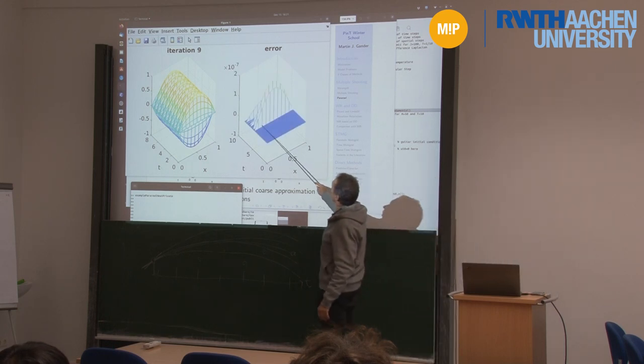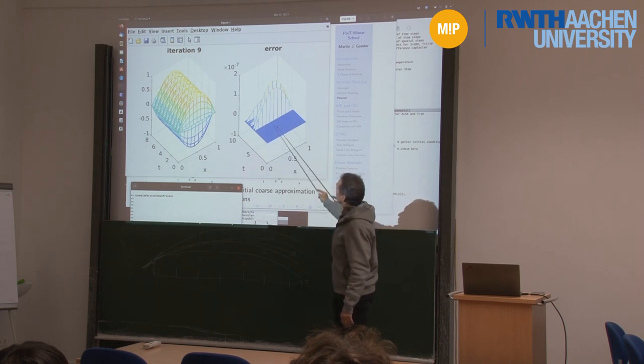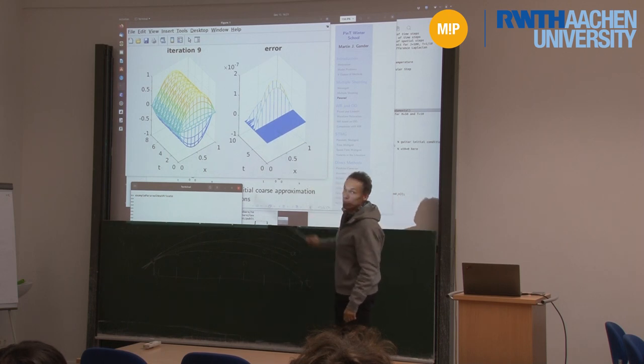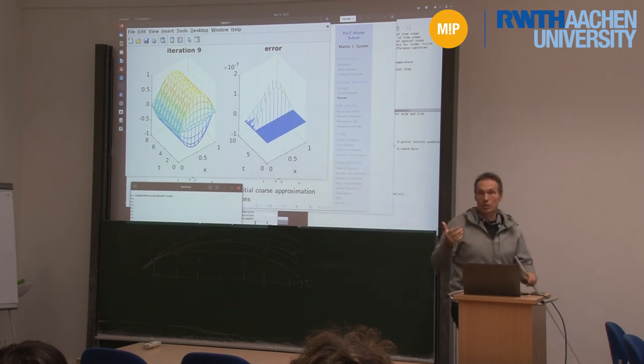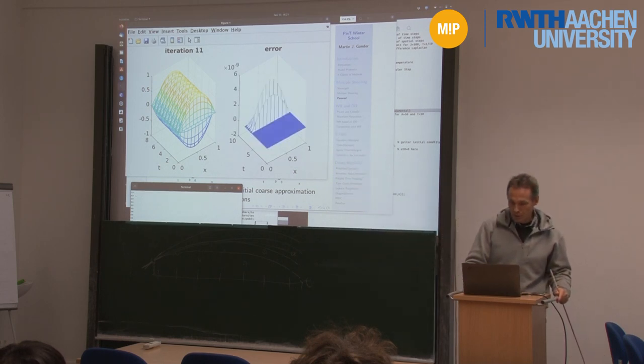So now we have the first half exactly. So there is still speed up here, but we've wasted now a lot of calculation. But this scheme would never have had an accuracy of 10 to the minus 7. We could have stopped before. It's just to see how it behaves.